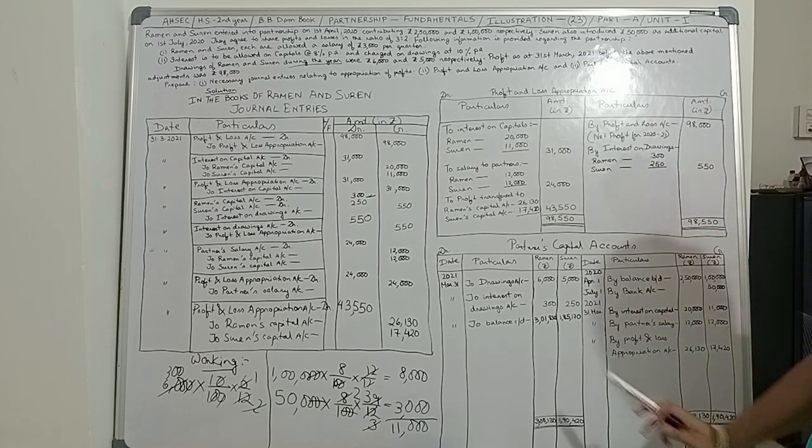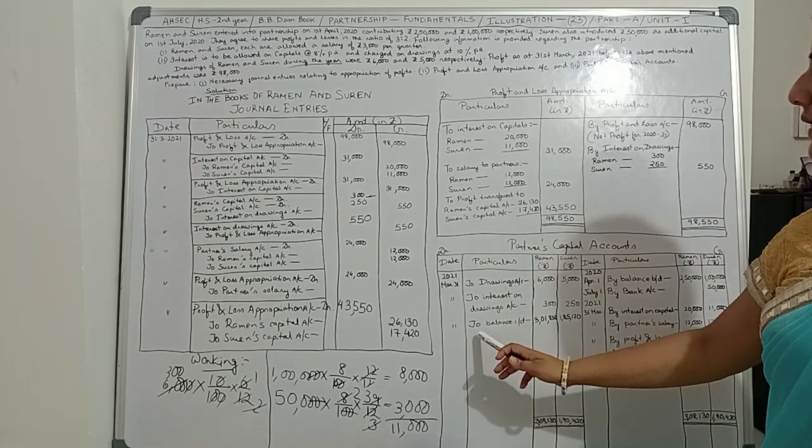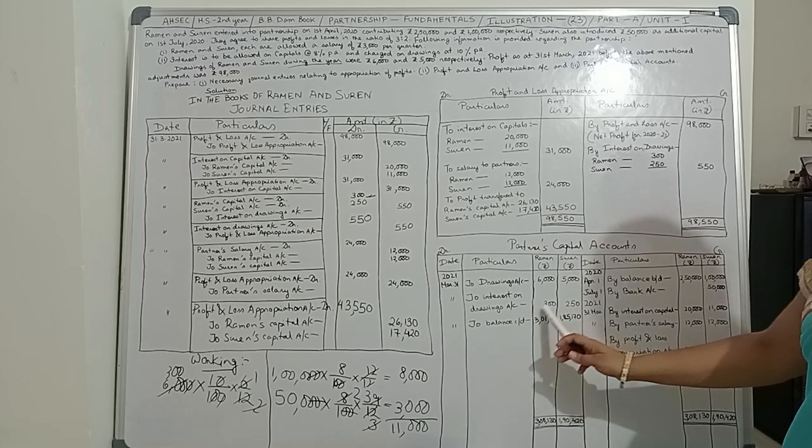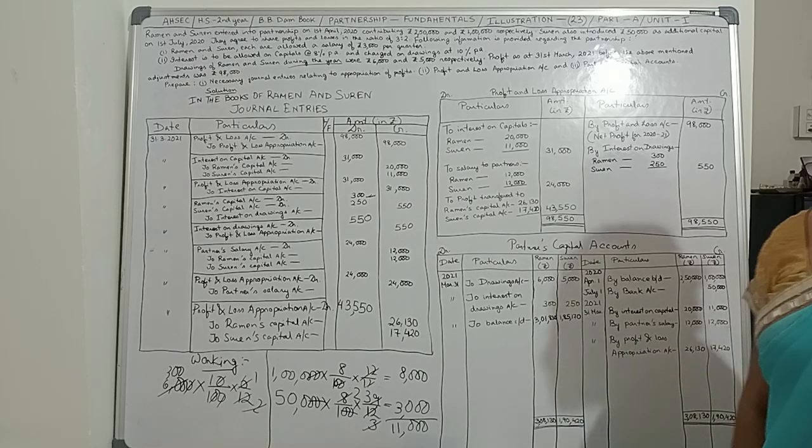You take out the total, and the credit side will be greater than the debit side. You find out the balance, that is to balance c/d. So this is the balancing figure. So hope you have understood this sum.